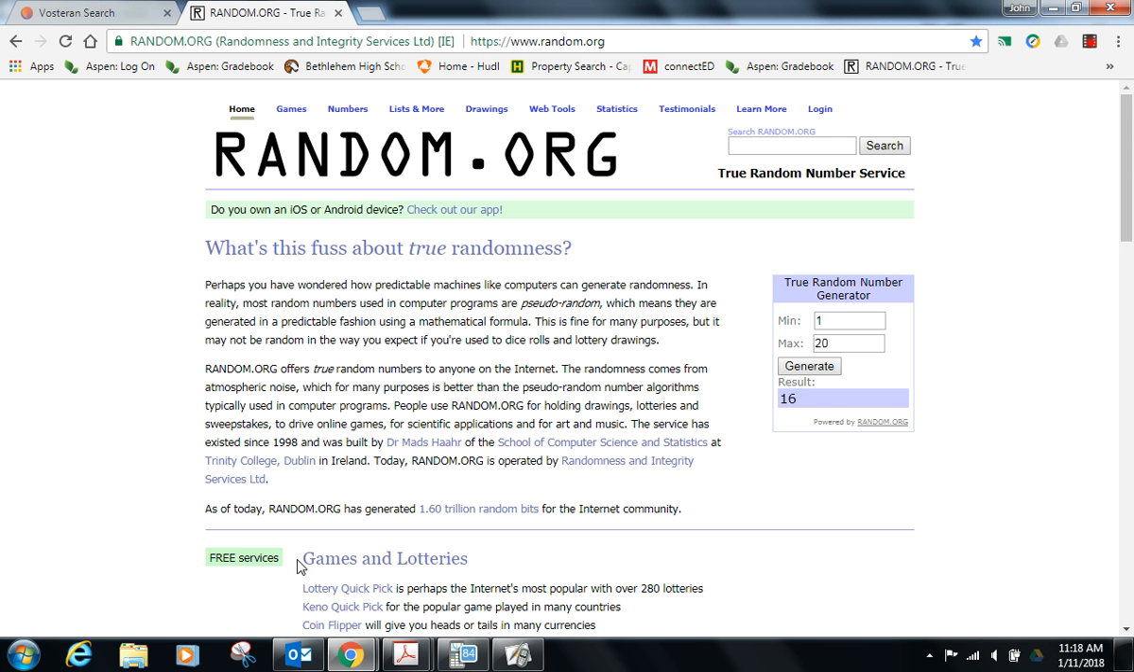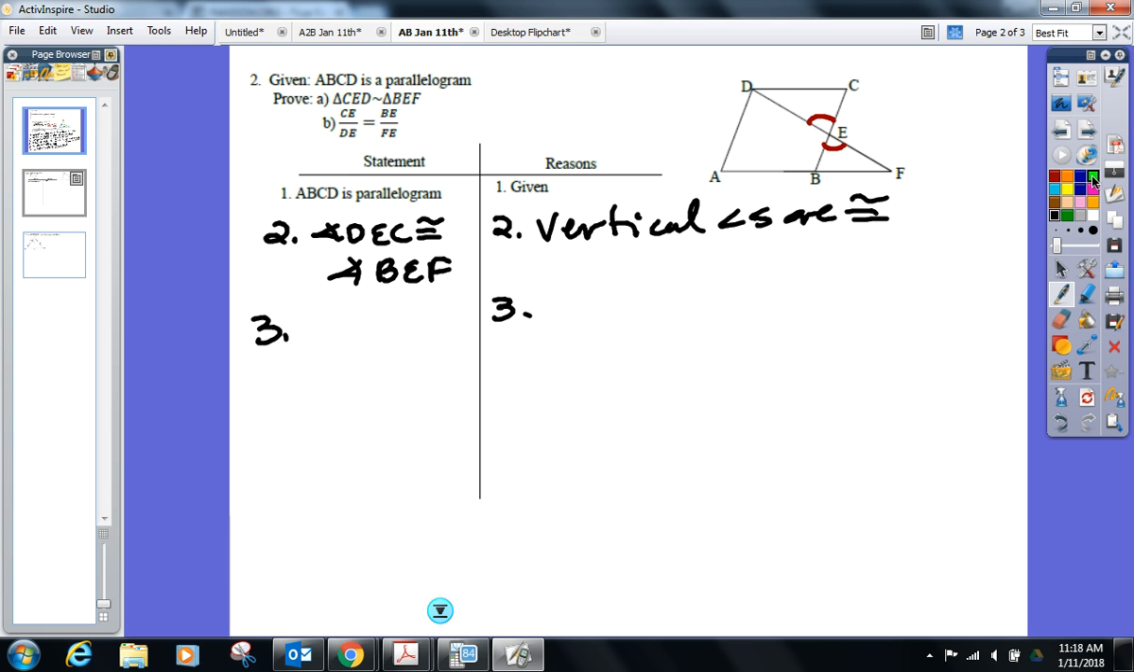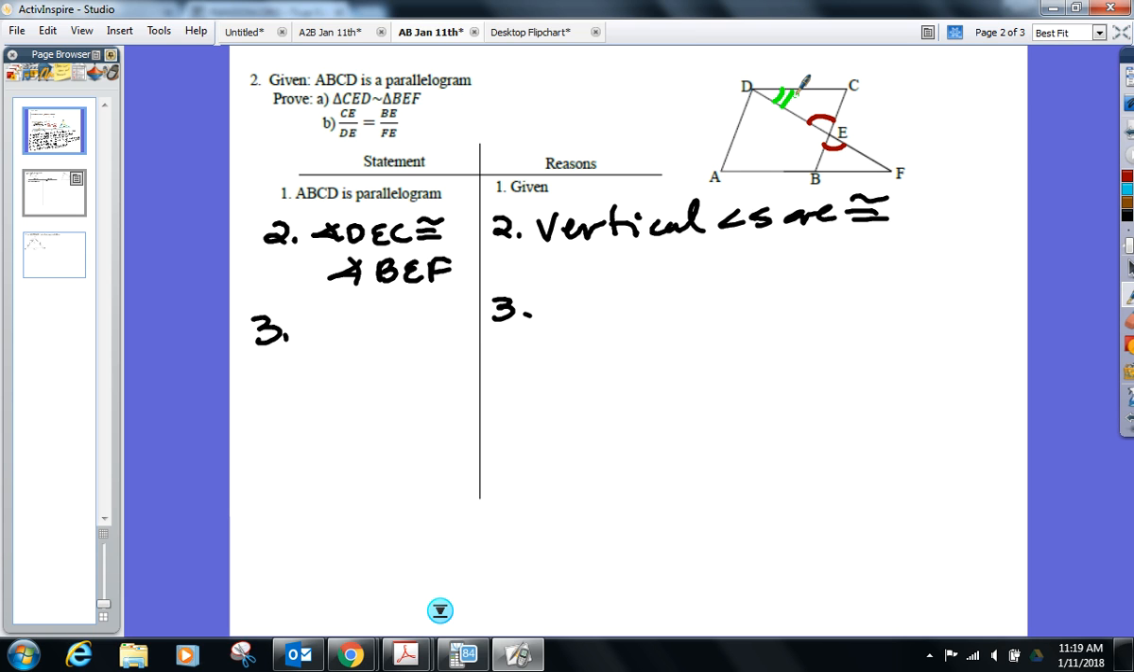One pair. Anybody see another pair? You're on the right. Emma, go ahead. Where are you going with that? Just get me the angles you want congruent, and then I'll talk about how to get them there. Where's the second pair? EFB. Yep. What type of angles are those?